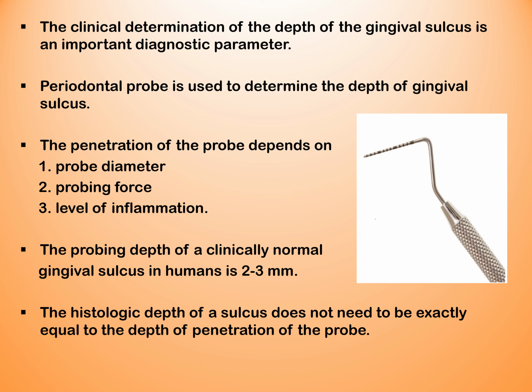The probing depth of the clinically normal gingival sulcus in humans is reported to be around 2 to 3 mm, whereas the histologic depth of the sulcus may or may not be equal to the depth of penetration of the probe.